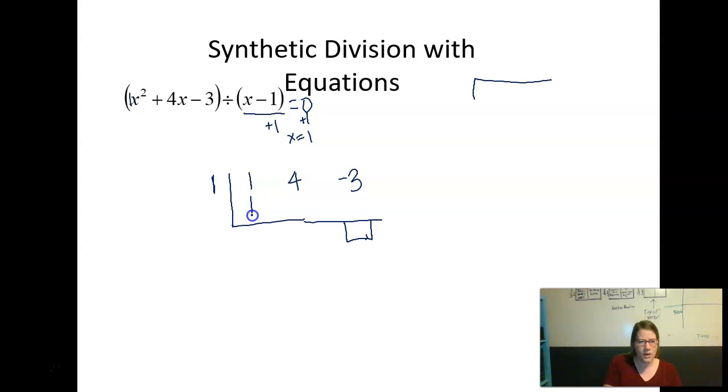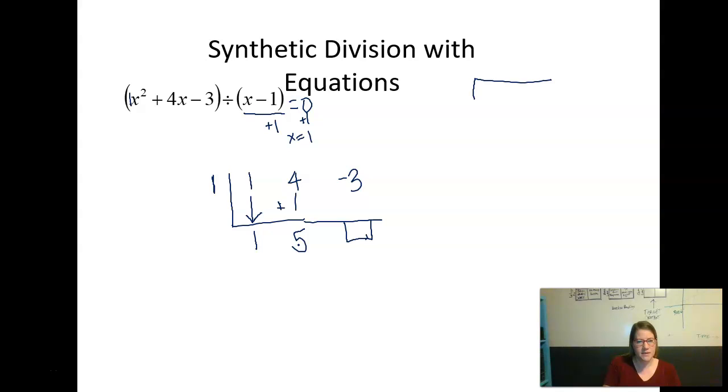So I'm going to drop 1, the first number, whatever it is, straight down, no changes. And then I'm going to take my 0 over here and this number that I just brought down, and I'm going to multiply them together. So 1 times 1 is 1. Put it in the next column. Then I'm going to sum this column. So I need to add these together. So 4 plus 1 is 5.